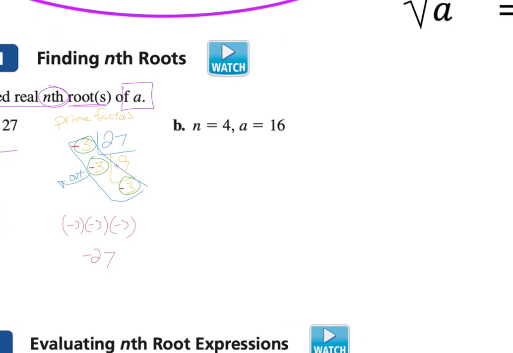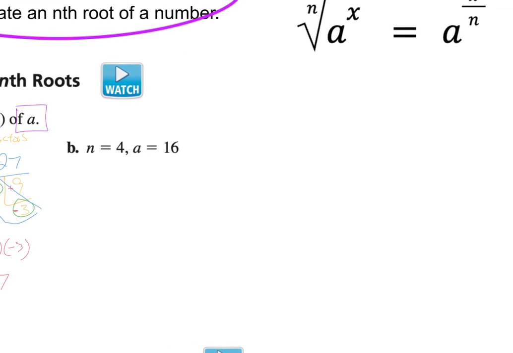Let's slide over here and do this one. The fourth root of 16. So you have the option of doing prime factors, or you could do larger factors if you like. For example, I know that this is 4 times 4. That doesn't help me so much because I'm looking for groups of 4. I'm not looking for 4s. I'm looking for groups of 4.